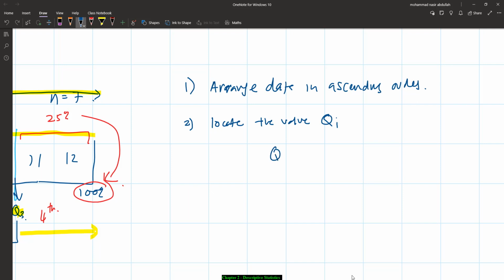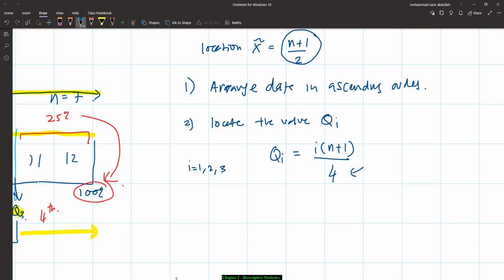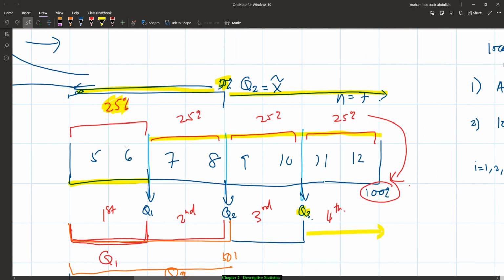For quartile i, remember earlier for median, the location of median is n plus 1 divided by 2. So I'm going to show you how we get the formula. It is based on quartile i, where i is equal to quartile 1, quartile 2 or quartile 3. The general formula will be i multiplied with n plus 1 divided by 4. Why 4? Because we divide the data into 4 equal parts. Part 1, part 2, part 3, part 4.